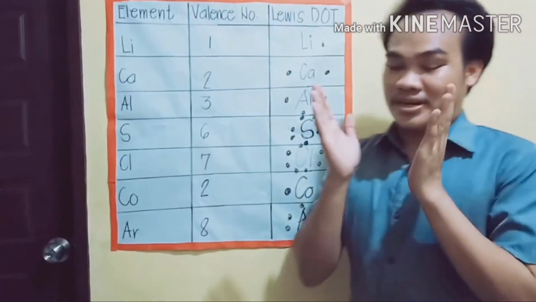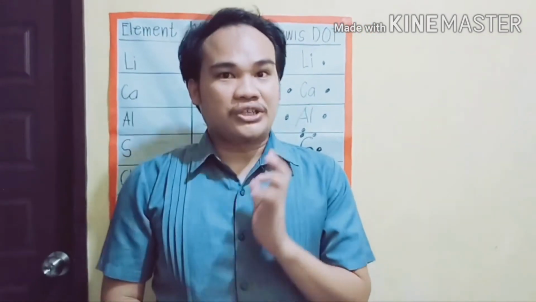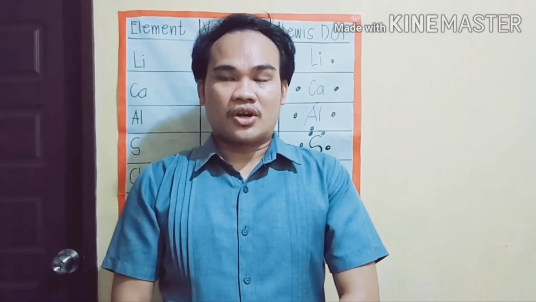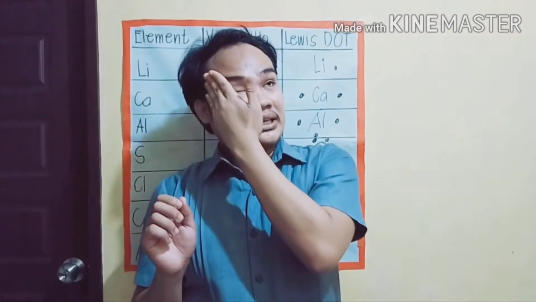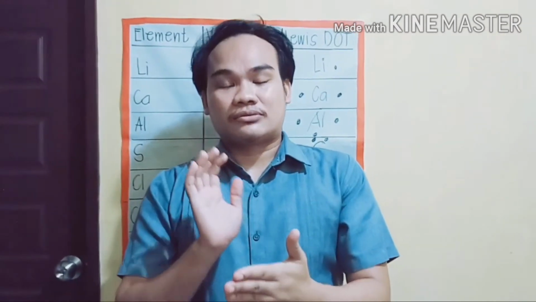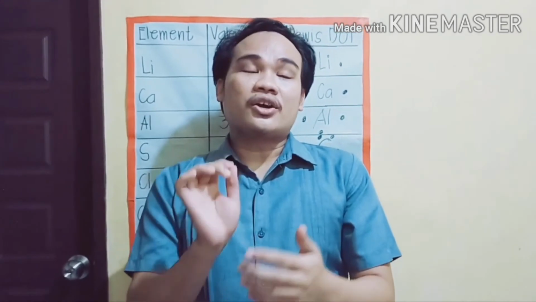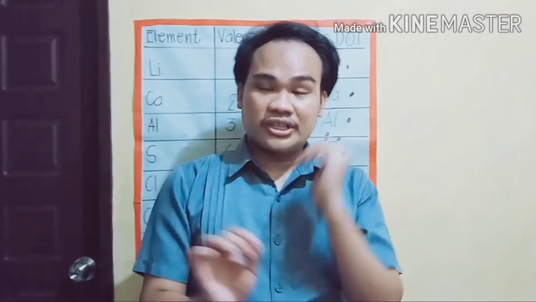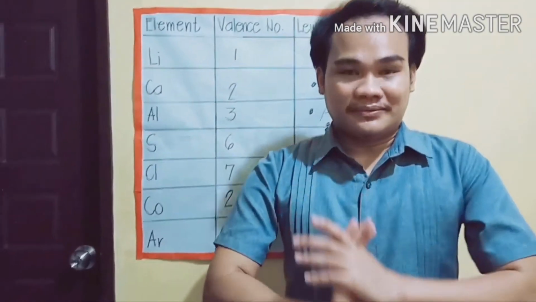Always remember that when you write the Lewis dot structure, the number of dots is always equal to the valence electrons in the atom. Always remember that. And when you are drawing a Lewis dot structure, make sure that you distribute the dots around the symbol of the element.